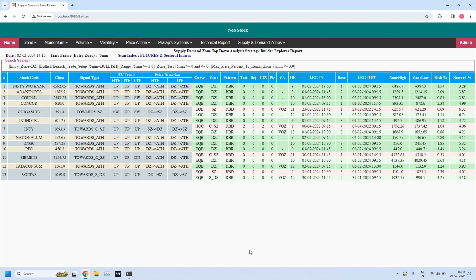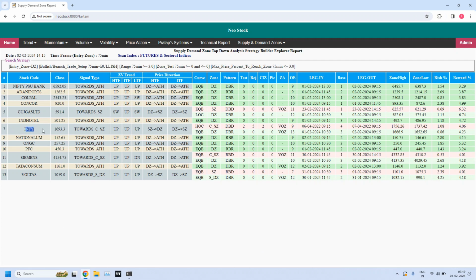In daily I set 5% maximum, because we are expecting a minimum reward of 5% on daily. And here we are expecting a minimum reward of 3%. So that's why we are seeing a maximum 3% level near to the zones. So you can plan your trades.